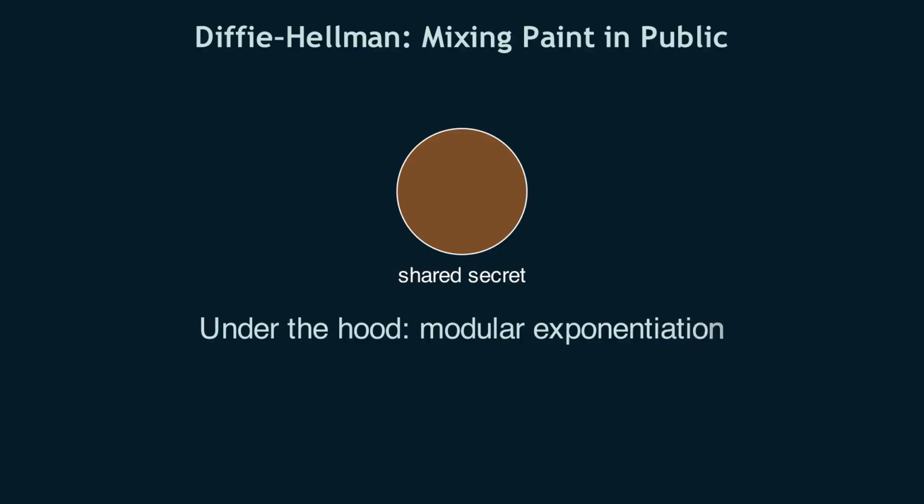Picture two people who want to share a secret, but everyone can hear them talk. Think of it like mixing paint. They agree on a common base color in public, and each secretly mixes in their own private color. They swap the mixed results out in the open, then each adds their own private color again. Because mixing combines the same way regardless of order, they both end up with the identical final color, a shared secret, while anyone listening only saw the public mixes and can't unmix them. Under the hood, those colors are modular exponentiation. They built a shared secret over a channel everyone could hear.